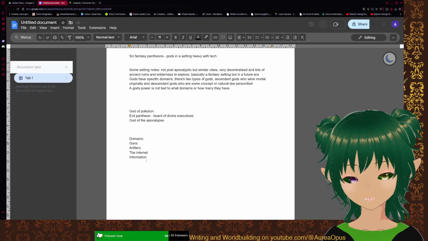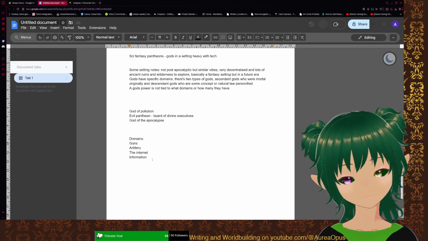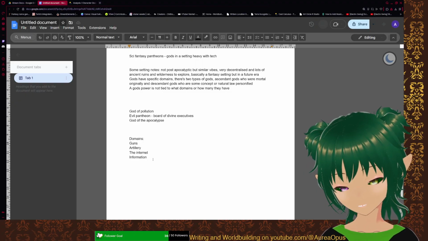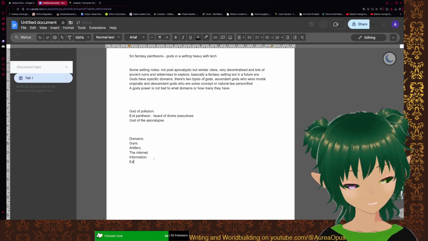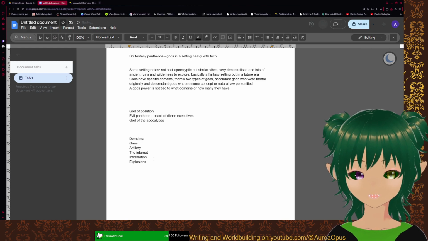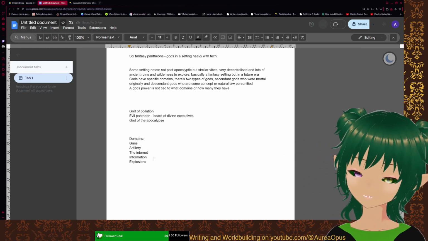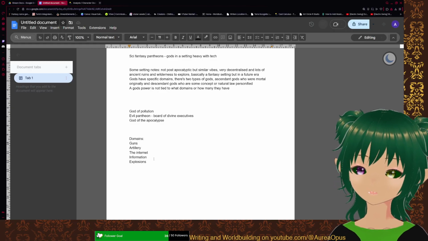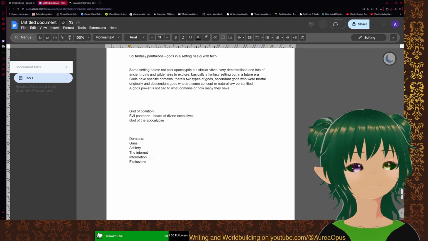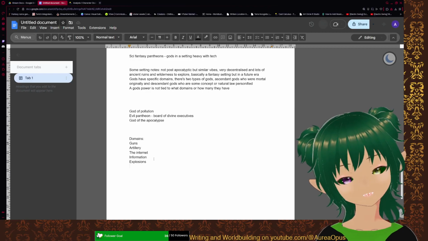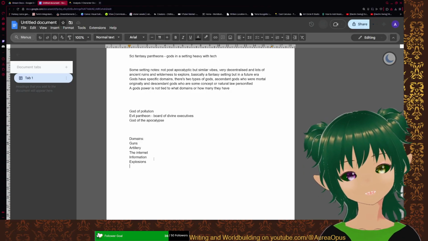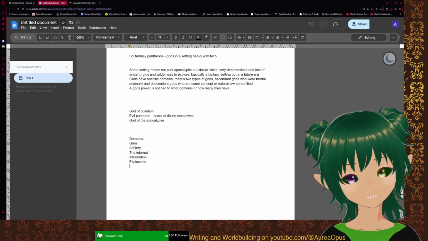The guns, artillery, the internet, information. What else would make sense as a domain? An explosions domain, maybe? I feel like sometimes they feel a little too specific, a little too narrow. Like a nature domain is one thing. Is rivers too specific? I feel like not, but then that's just influence from real life, because there are river gods in real life, because each individual river is so important to the people living along it.